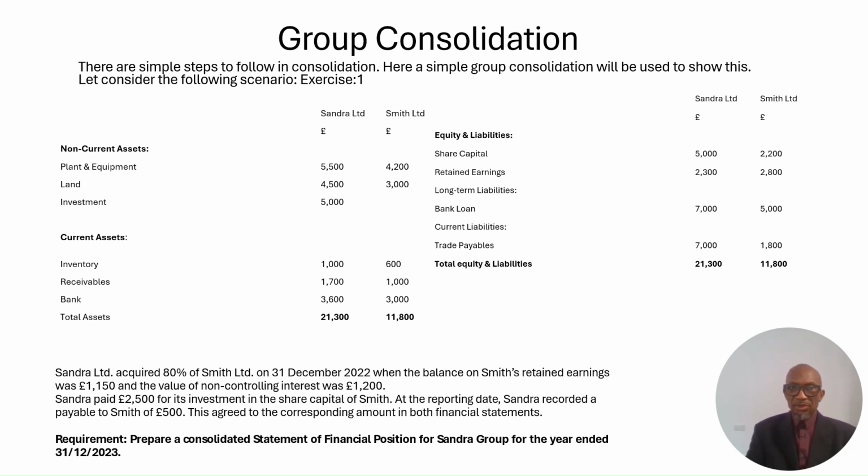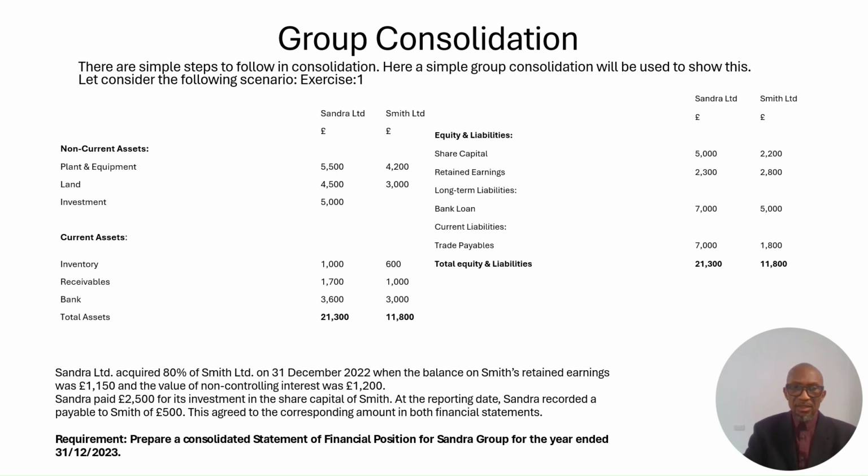We need to go through this using an example. This is a scenario here which I would like you to study carefully. It is the financial statement of Sandra and the subsidiary Smith Limited as at 31st December 2023. Look at the various information there, making notes of the data you'll be needing for consolidation.